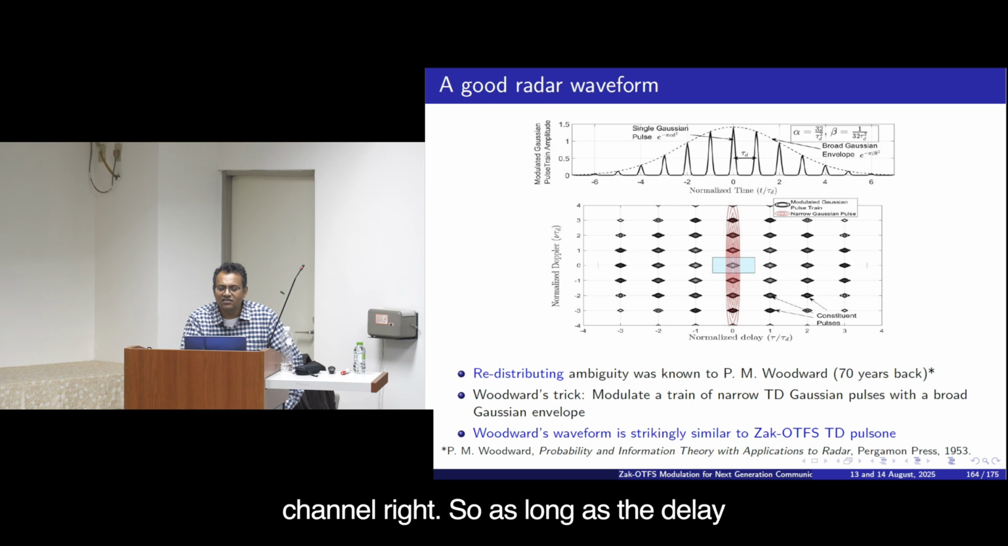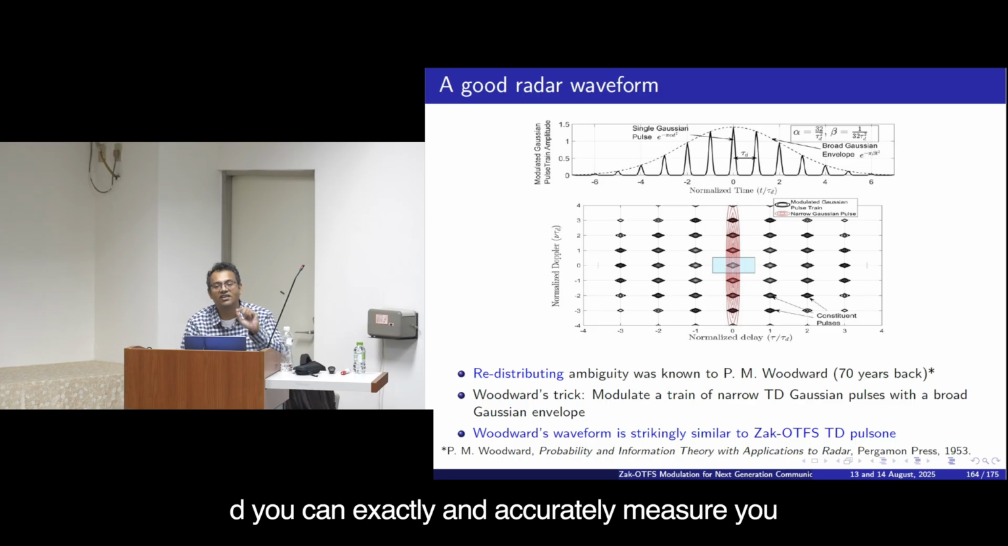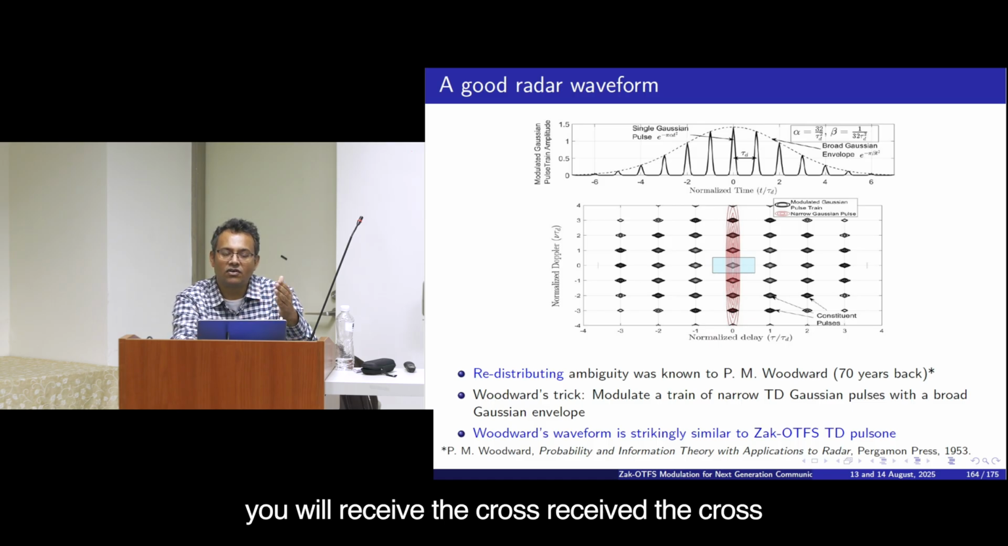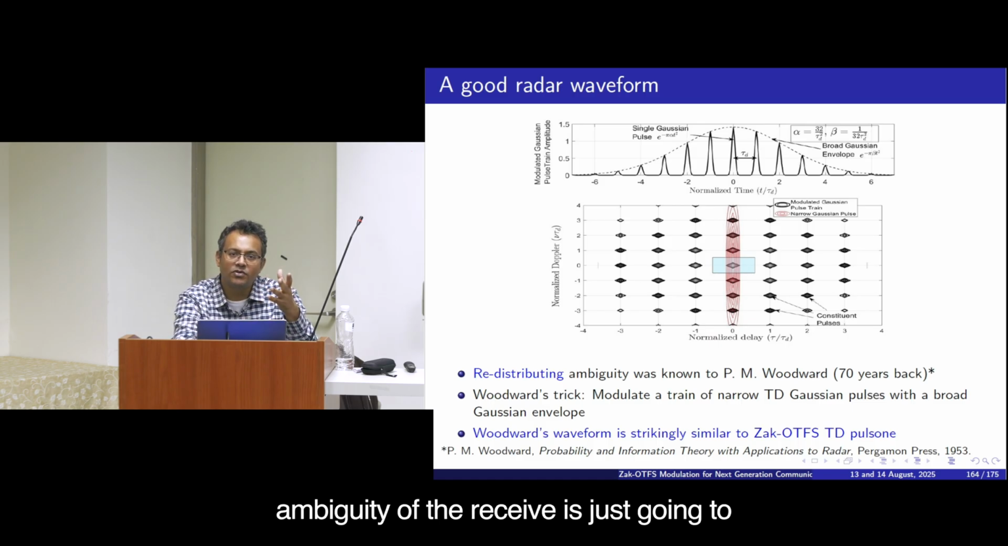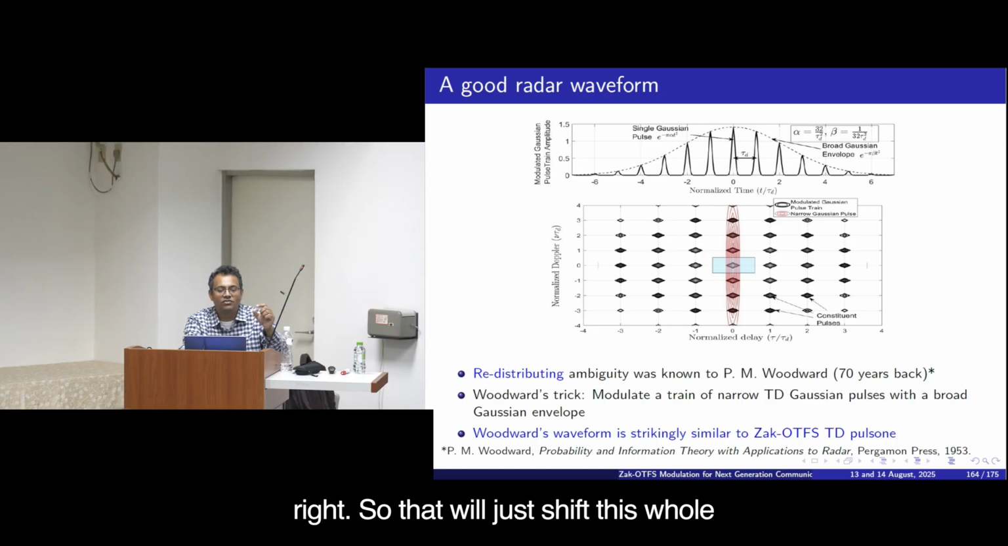So, as long as the delay shift is less than tau d and the Doppler shift is less than 1 over tau d, you can exactly and accurately measure. You can exactly measure these values, because what you will receive, the cross ambiguity of the receive, is just going to be this thing twisted convolved with the channel, right.